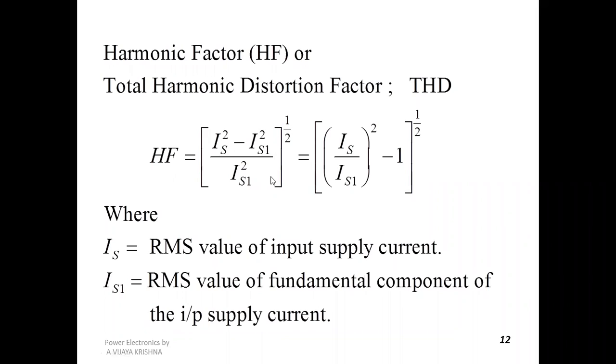Here Is square is the supply current of the secondary winding, minus Is1 square, the fundamental component, divided by Is1 square. Okay, Is1 is the RMS value of the fundamental component of the input supply current. This is the way of calculating the harmonic distortion factor.